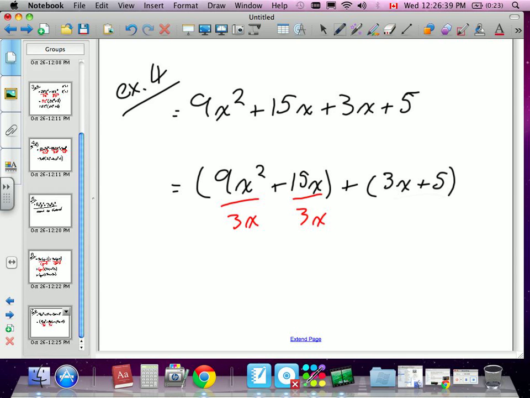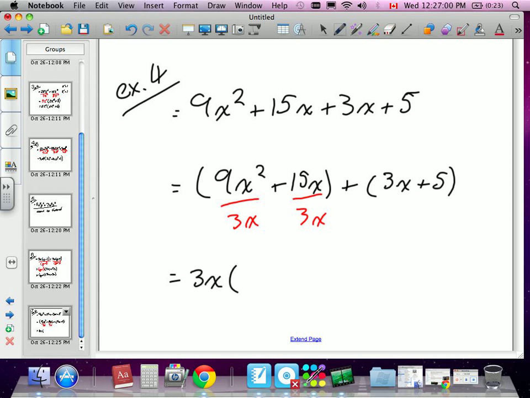What about a common factor for 3x plus 5? Just the number 1, okay? So we can just leave it. It's not going to change anything. So, okay, you can write it in. That's fine. So now on the outside, we have 3x. And inside the brackets, what do we get?